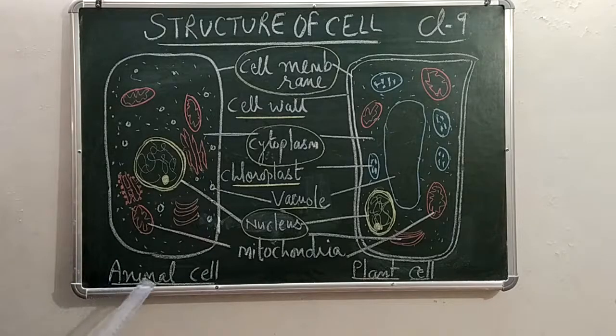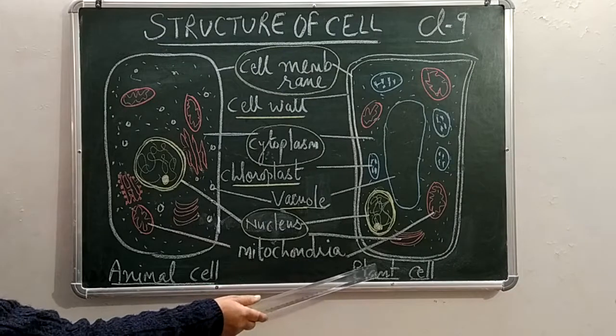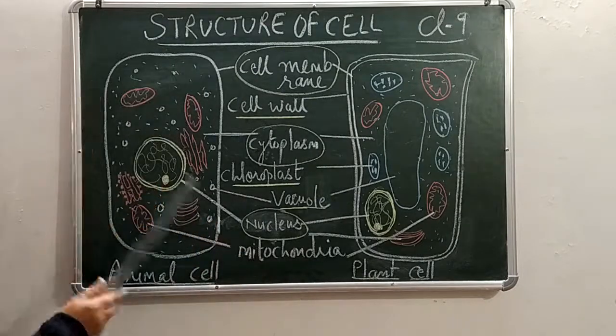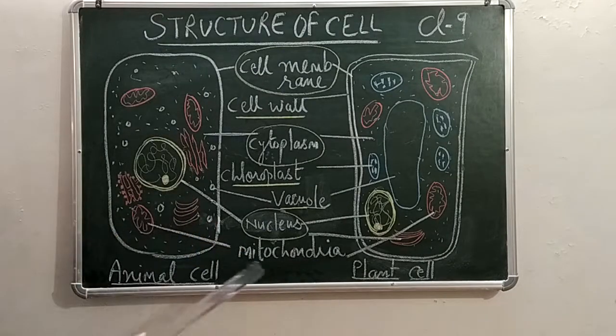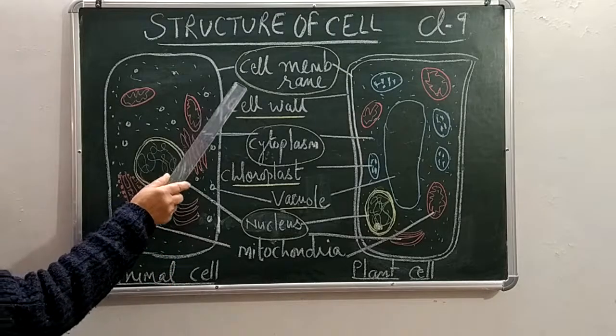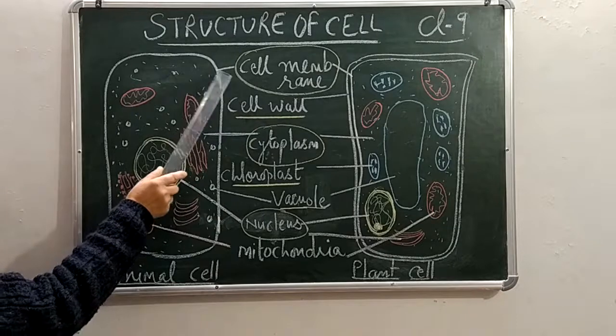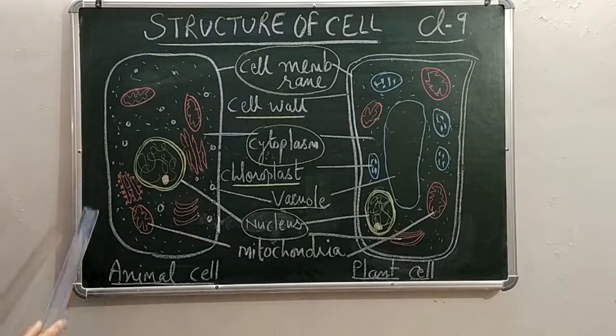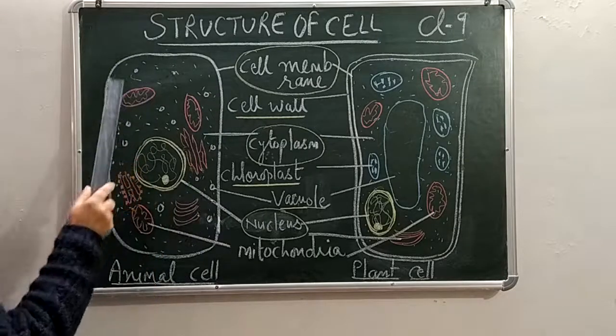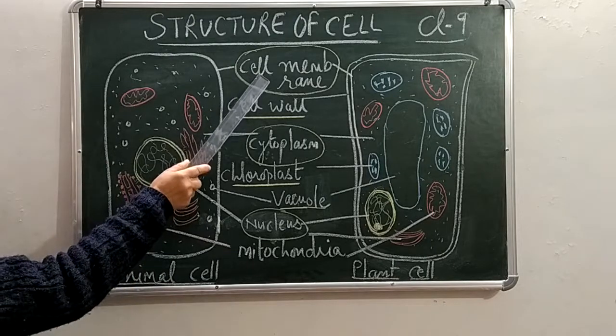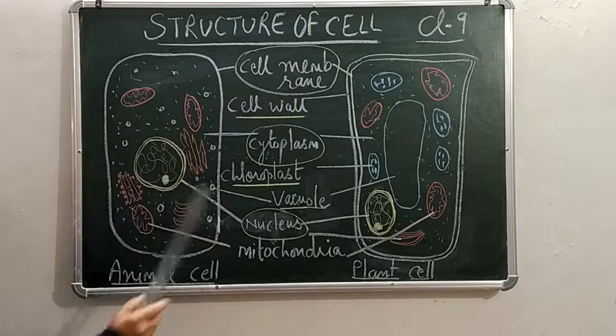Remember, animals are composed of animal cells, that means their cell is known as animal cell, and all the plants, their cells are called plant cells. So every cell, whether it is an animal cell or plant cell, has a cell membrane. Now what is the cell membrane? The outermost covering. That means a cell is covered by a membrane that is called cell membrane. So both animal and plant cells have a cell membrane.